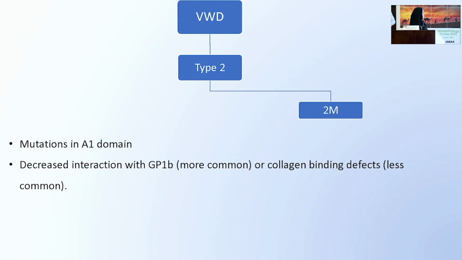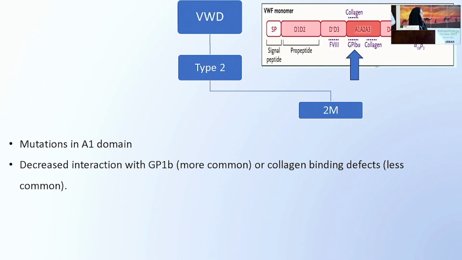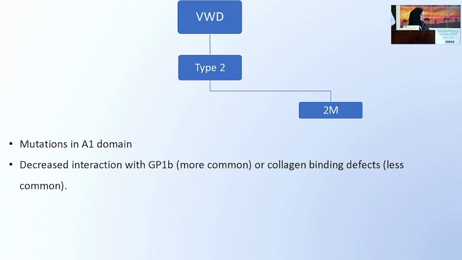Next is type 2M, where it's caused by mutations in, again, the A1 domain, so like type 2B. However, here there is defective binding rather than a gain-of-function mutation. It causes decreased interaction with the platelet, and this is by far more common than a collagen binding defect. Now, 2M is the most challenging in terms of really allocating patients to the right group. So think about it in patients who don't fulfill criteria for type 1 or other entities of type 2.